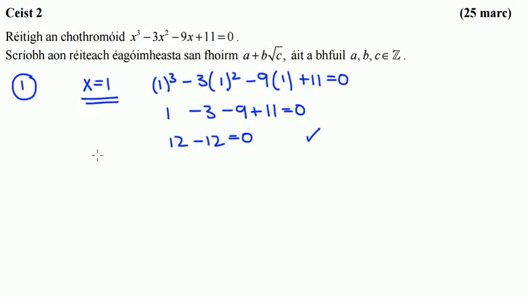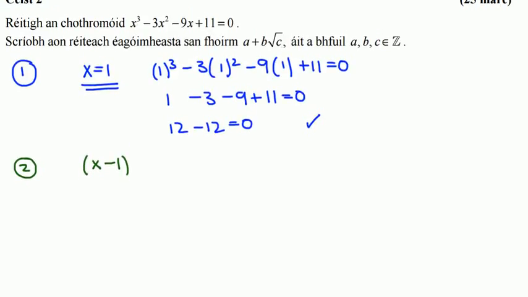So now we need to work to find the other two. In order to do this, we change our root into a factor. So if x equals 1 is a root, x minus 1 is a factor of x cubed minus 3x squared minus 9x plus 11. In order to find the other two roots, we need to divide this factor into the cubic equation.